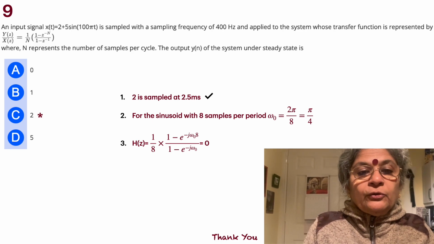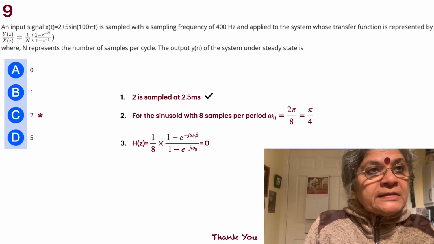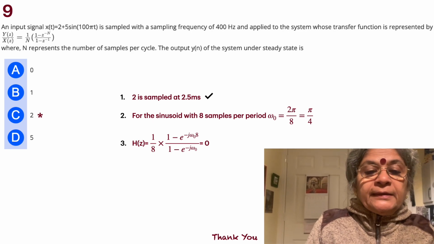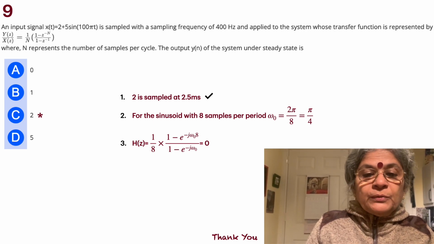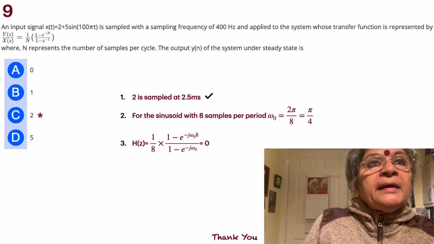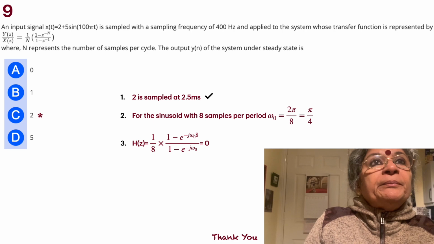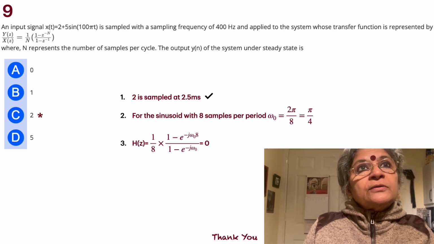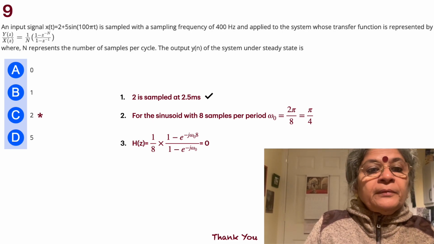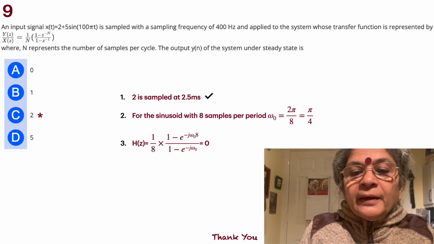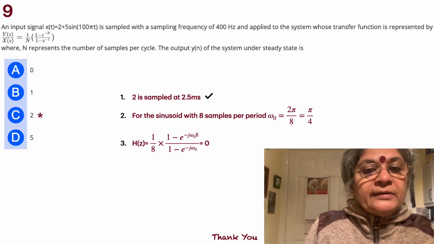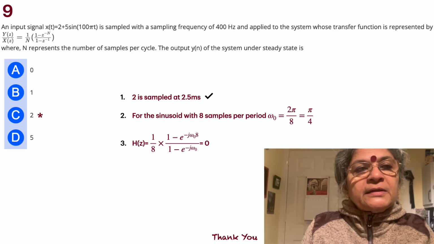H(z) is the same as Y(z) by X(z), which is equal to 1 by N, so 1 by 8, times 1 minus z raised to minus N. Because we realize that it's a sinusoid that we are doing, we need to replace z by e raised to j omega, where sigma is removed and only omega comes in. So we have 1 minus e raised to minus j omega naught times 8, as N is 8. On the denominator we have 1 minus e raised to minus j omega naught only.